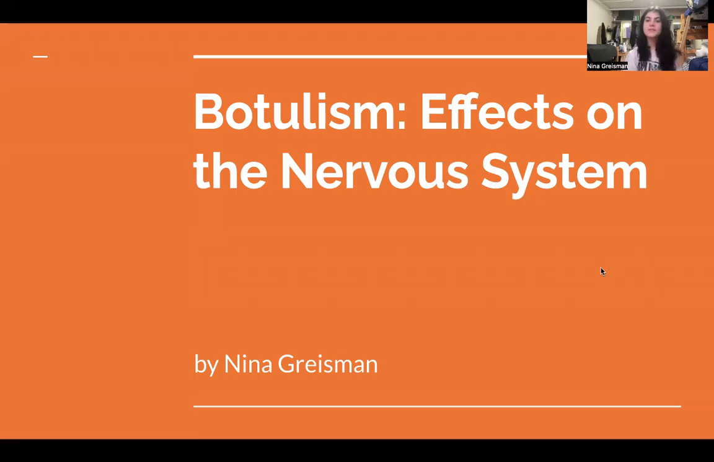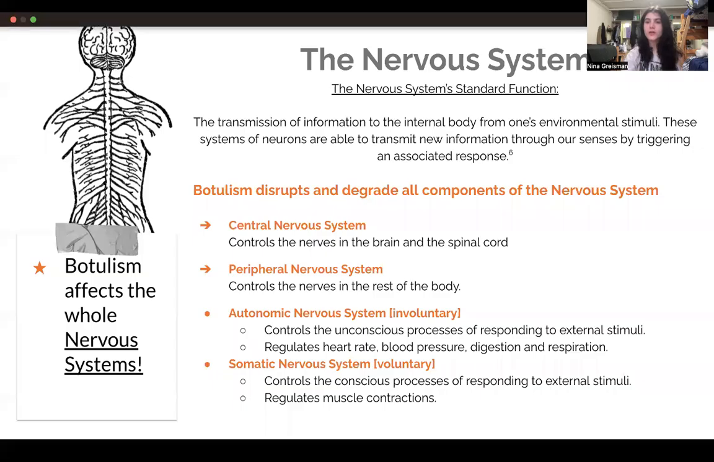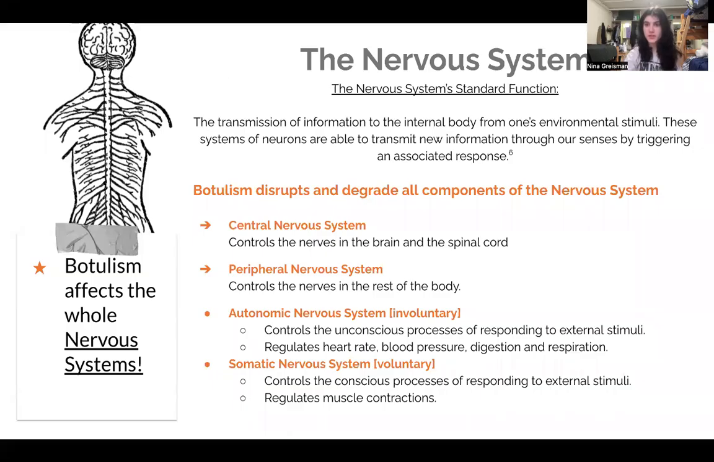Hi, today we'll be discussing botulism and the effects that it has on the nervous system. The nervous system has a standard function that it usually runs by, and this function works as the transmission of information to the internal body from one's environmental stimuli via these neurons, and they're able to transmit new information through our senses by triggering an associated response.